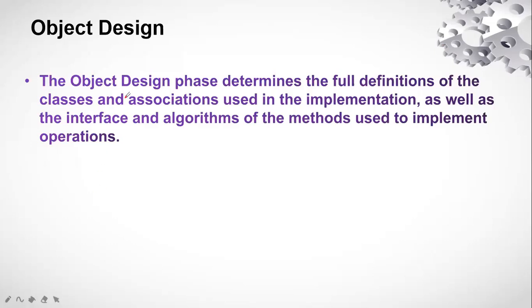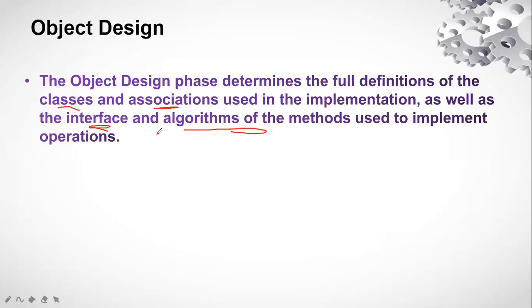It determines the classes, the objects, and the associations which are used in the implementation. We are also going to figure out the interfaces, and how the algorithms and methods are defined and implemented in the operations. So all these identifications of classes, associations, interfaces and algorithms in the implementation operations are termed the phase of object design.